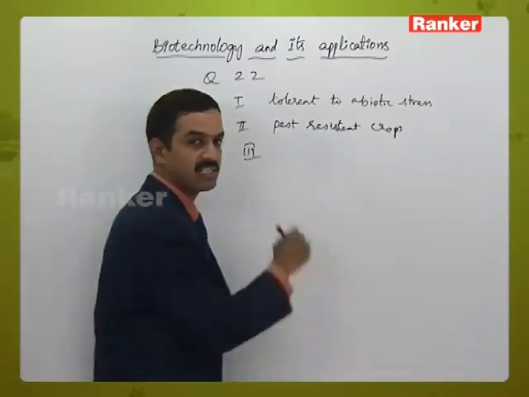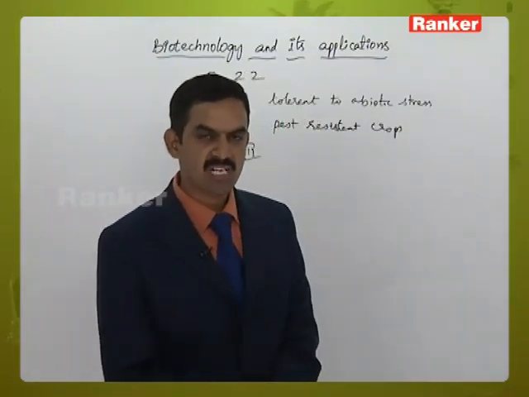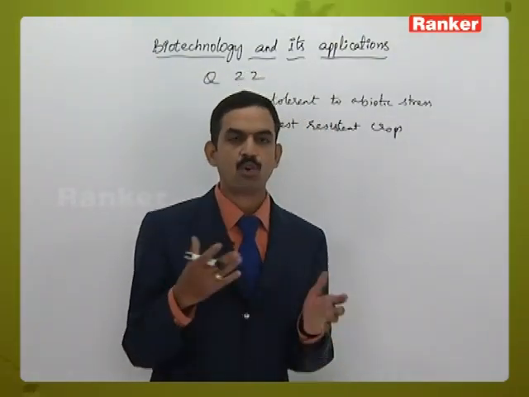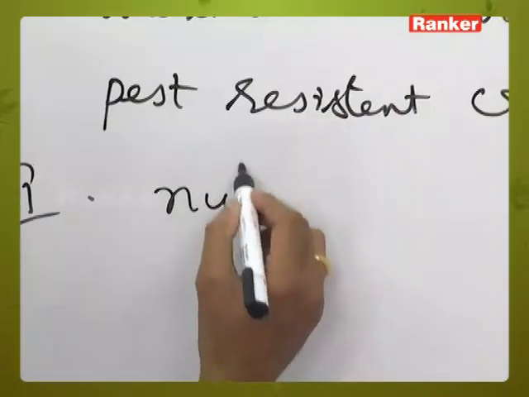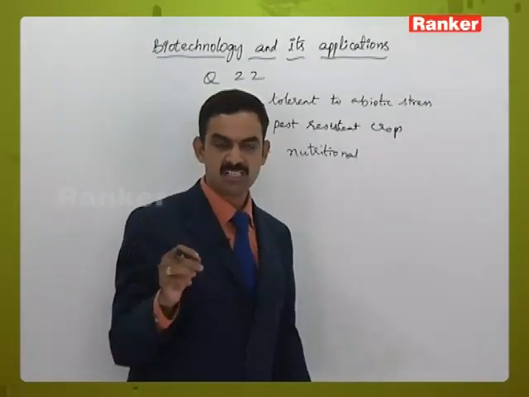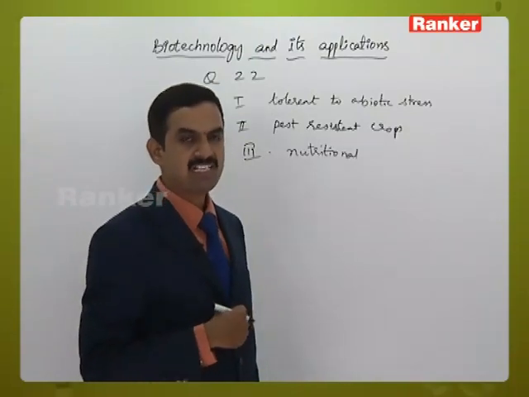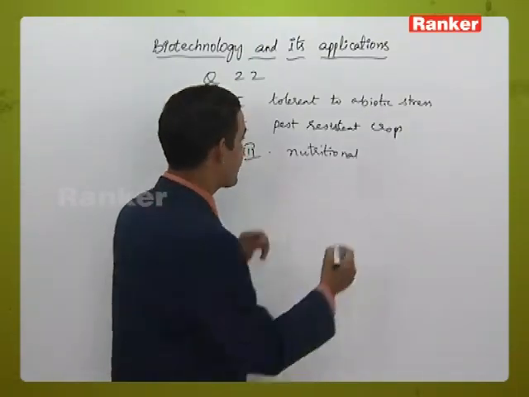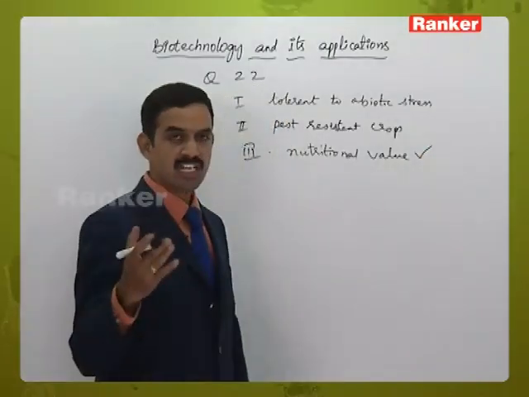So the third one is enhancing nutritional value. Here, like we can say that the golden rice variety of plants is produced by incorporating the genes which are responsible for the increase in vitamin A in golden rice. So enhancement of the nutritional value is also related with the GM plants.